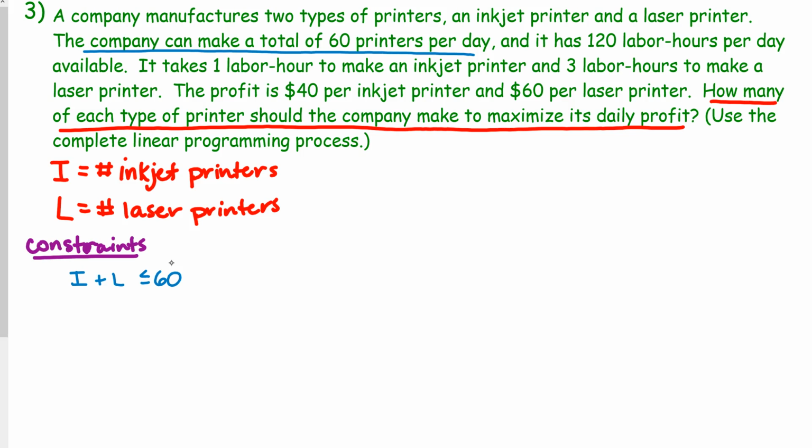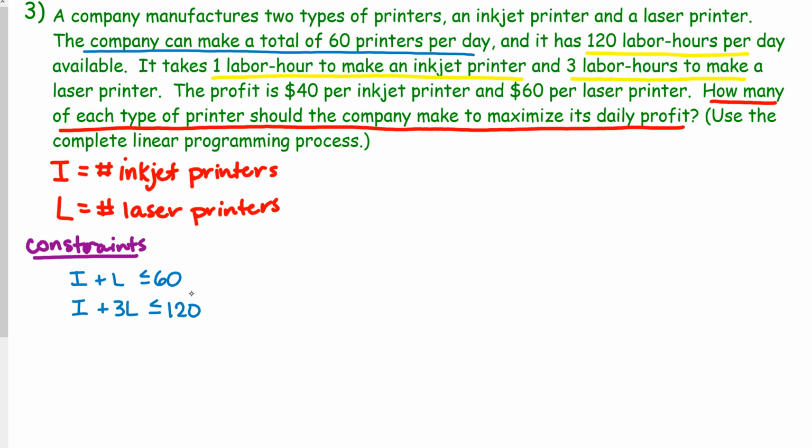Okay, we also know that they have 120 labor hours per day available. They don't have to use them all. It takes 1 labor hour to make an inkjet printer, and it takes 3 labor hours to make a laser printer. So for that we can write 1 times I for the labor hours per inkjet times the number of inkjet printers, plus 3 times L for the number of hours per laser printer times the number of laser printers, and that's going to be less than or equal to 120. They don't have to use all of those hours, but they can't go above it.